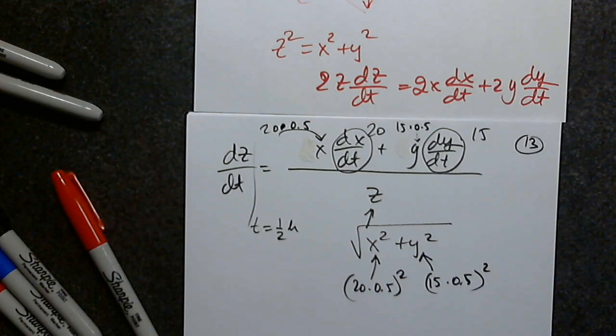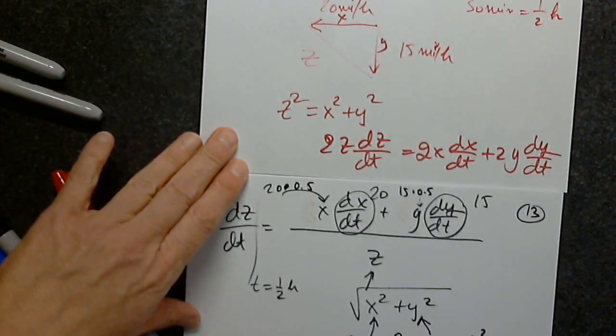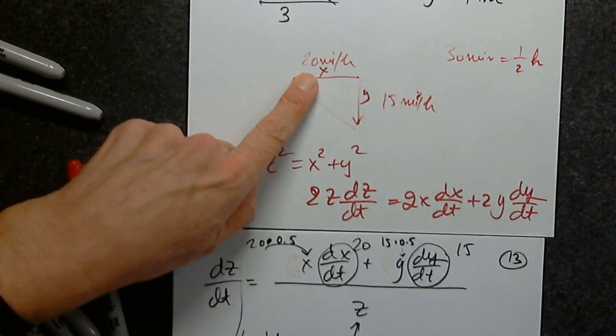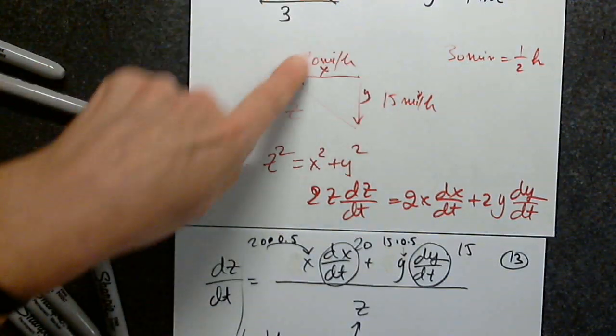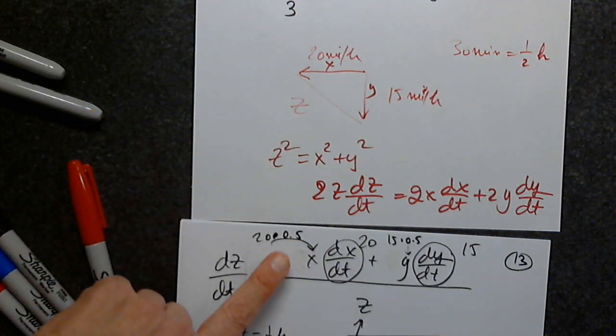We'll put them in the equation in a minute. But do we understand what is happening? Yes? Why is it 20 times 0.5? When the time is 1/2 an hour and the speed is 20, the distance covered, which is x, must be rate times time, which is 20 times 0.5.